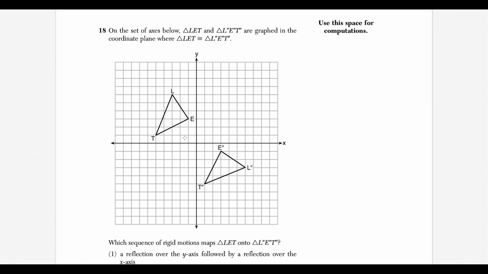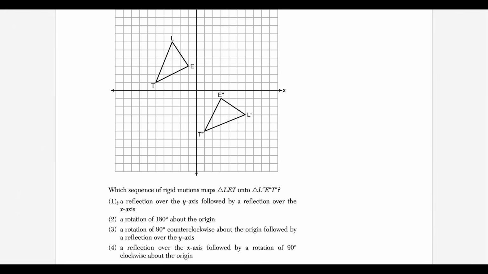Question 19, we have these two triangles here, and we're told that they're congruent, and we need to find out which combination of rigid motions maps this triangle LET onto triangle L double prime, E double prime, T double prime. The best way to go through this is to go through the answer choices one by one. So if we reflect over the y-axis, then the x-axis, the problem is when I reflect over the y-axis, I like to just count boxes. We go 1, 2, 3, 1, 2, 3, and that would put L prime here. But when we go over the x-axis, it's going to throw us somewhere over here, and we're going to miss L double prime.